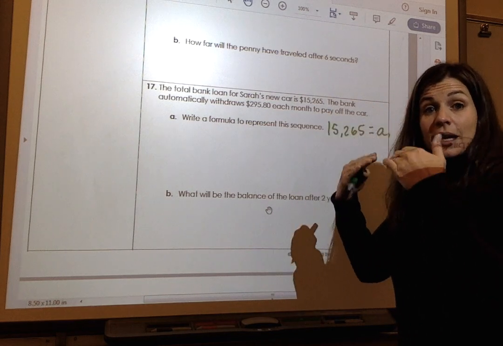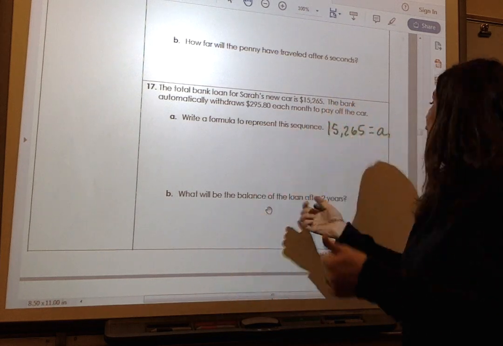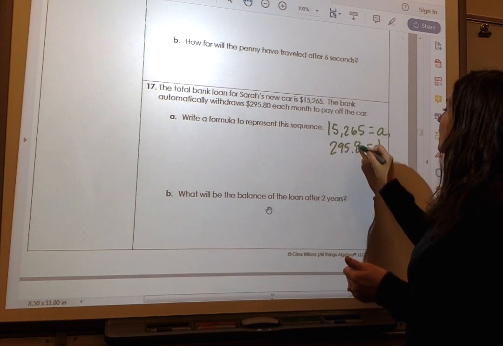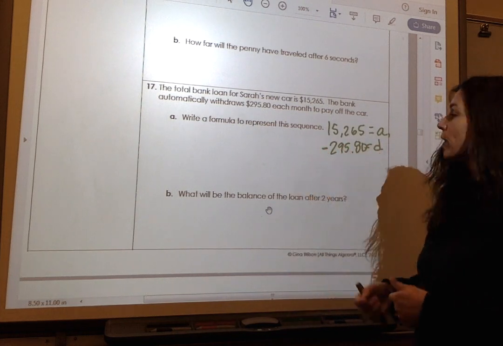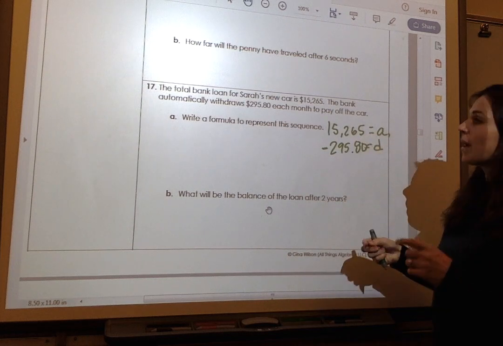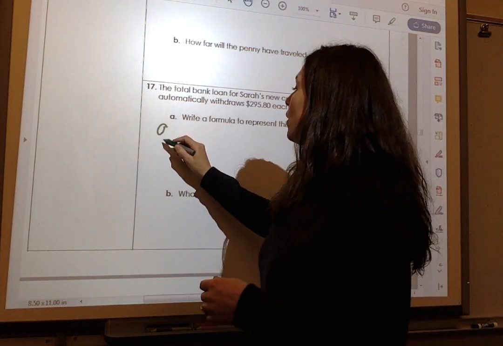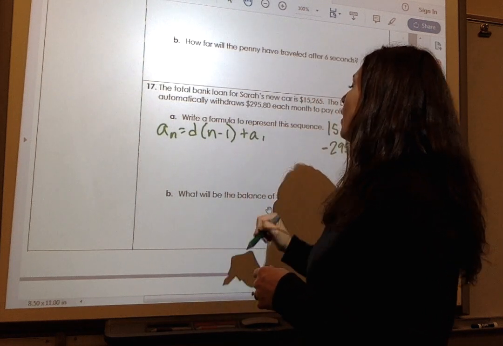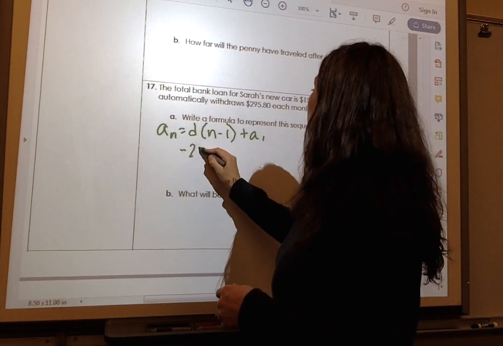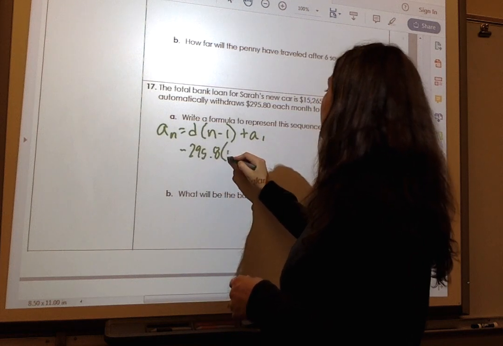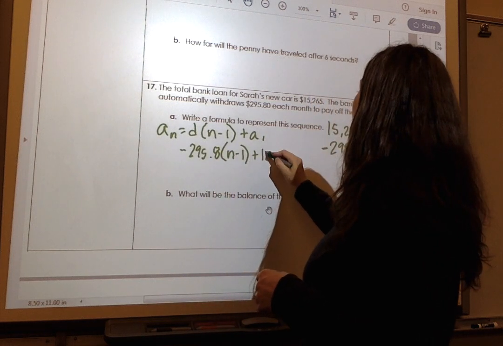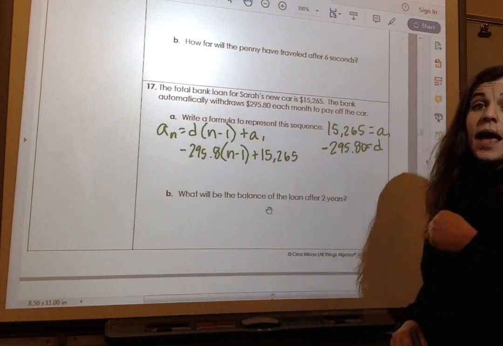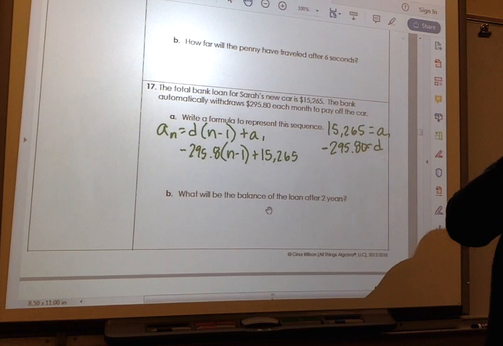So they're telling me every month that common difference is $295.80, but it's negative because they're withdrawing. So I have my common difference, I have my a1. The formula, remember, is d times n minus 1 plus a1. So the common difference is negative 295.8 times n minus 1 plus 15,265. So I've simply plugged in d, plugged in a1, and now I'm going to distribute and simplify.